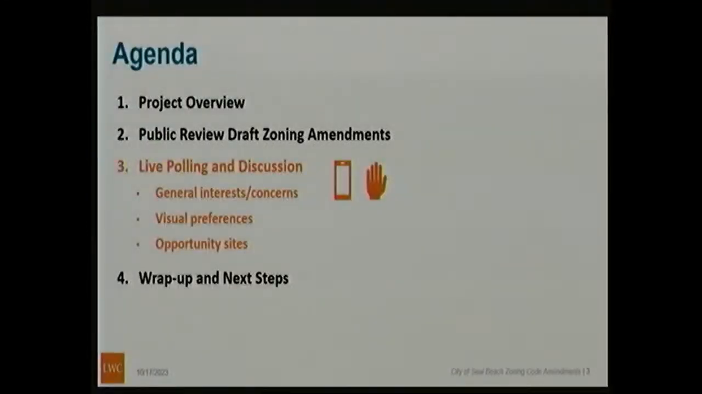So a brief overview of tonight's workshop. We'll provide an overview of the project, the work that we're doing for the City of Seal Beach. The public review draft zoning amendments have been released. They're available on the city's website. We'll be presenting those to you so that as you leaf through the zoning amendments on your own, you'll have some context, a little bit of background about sort of what it is you're looking at. We also have, as Alexa mentioned, live polling. So we can get some targeted feedback from all of you, and following that, a discussion, and then a quick wrap-up.